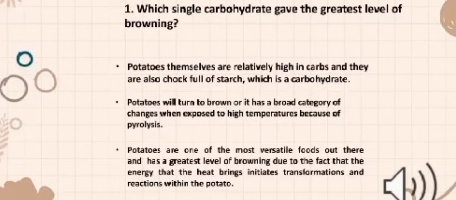Potatoes will turn brown, or undergo a broad category of changes when exposed to high temperatures, because of pyrolysis. It is the heating of an organic material, such as biomass, in the absence of oxygen. Potatoes are one of the most versatile foods out there and have the greatest level of browning due to the fact that the energy that the heat brings initiates transformations and reactions within the potato.